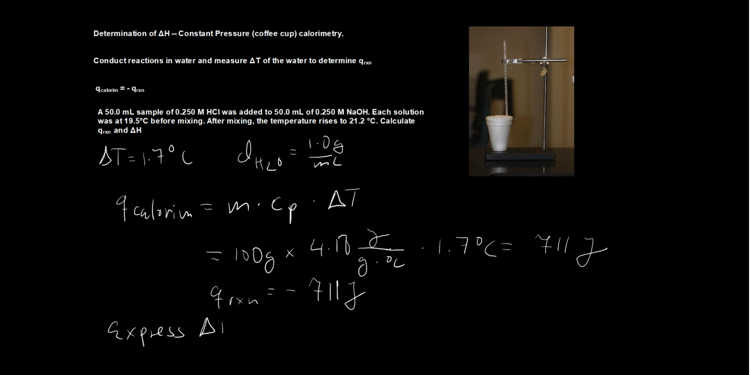Delta H in kilojoules per mole, or joules per mole. And let's do that here on the next page. So we can then calculate, for example, the number of moles of HCl. And that is 0.05 liters times the molarity of the solution, 0.250 moles per liter.